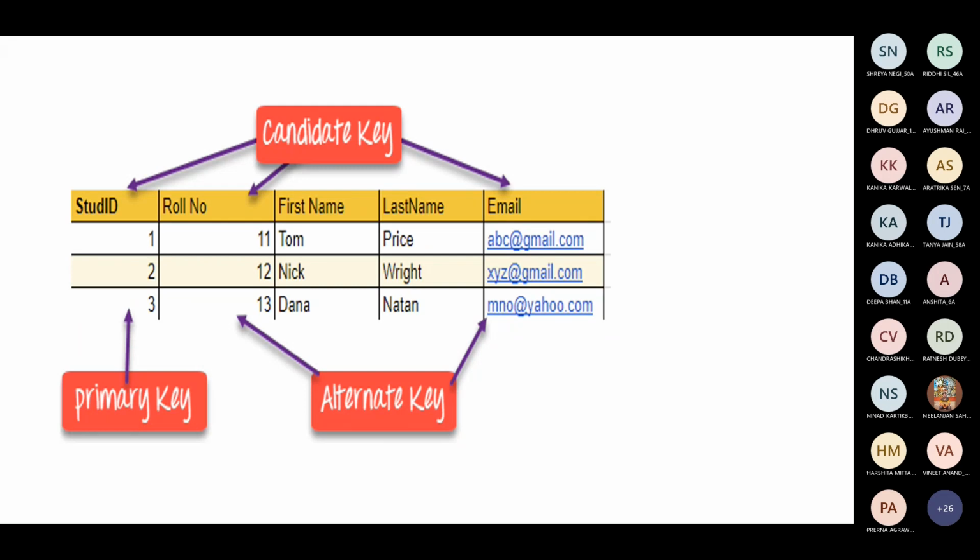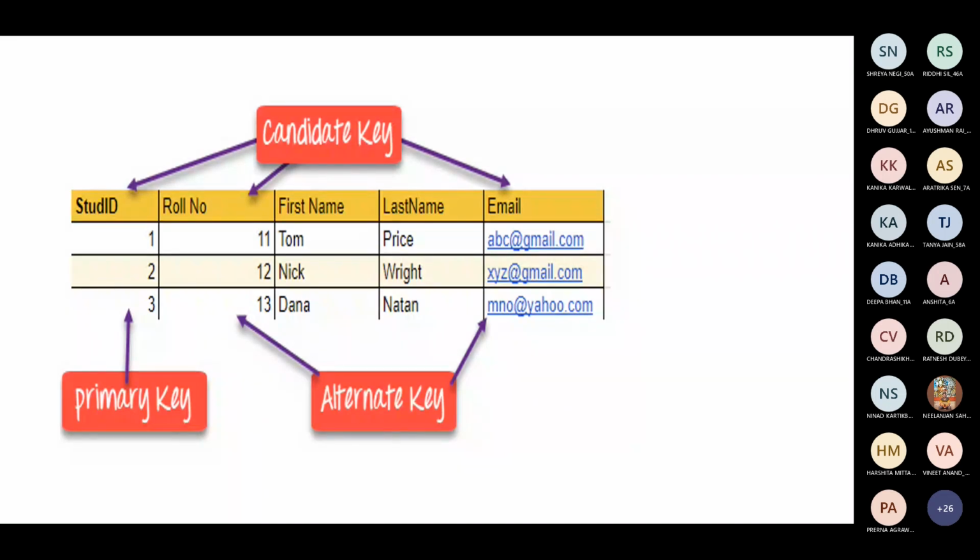It's a universal example. Whenever you are searching, this example would come. This Tom Price Nick Wright example we used to say. Here, student ID is there, roll number is there, first name is there, last name is there, email is there. Here the primary key is student ID. Roll number and email ID are my alternate keys. And student ID, roll number, email are called candidate keys.